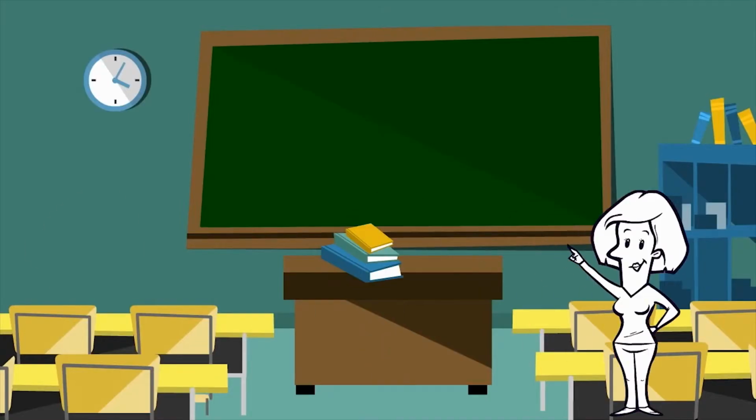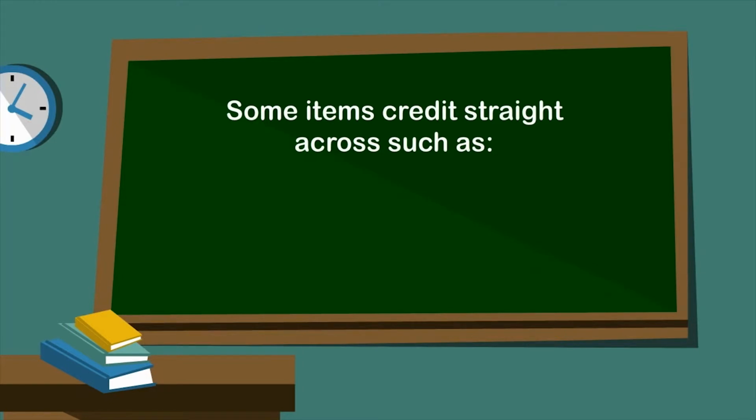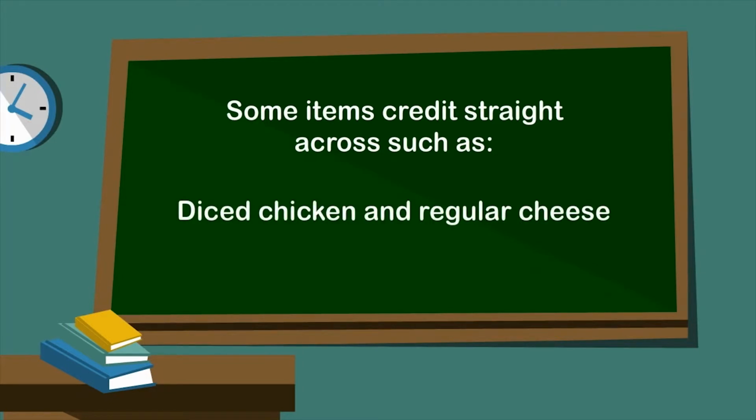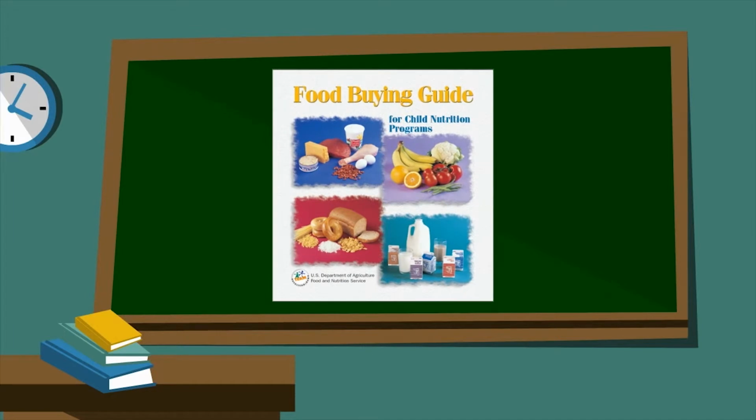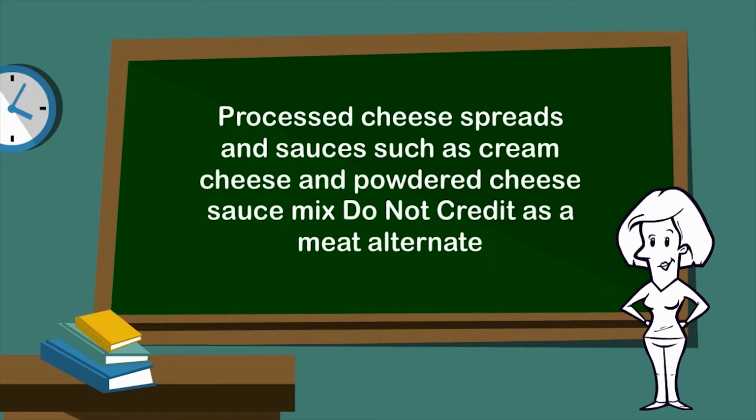Very similar to how we credit grains, we use an equivalency method to determine the ounce equivalent of a meat or meat alternate. Some items credit straight across, such as diced cooked chicken and regular cheese. However, most items will need to be credited using the USDA Food Buying Guide. Keep in mind that processed cheese spreads and sauces, such as cream cheese and powdered cheese sauce mix, do not credit as a meat alternate.